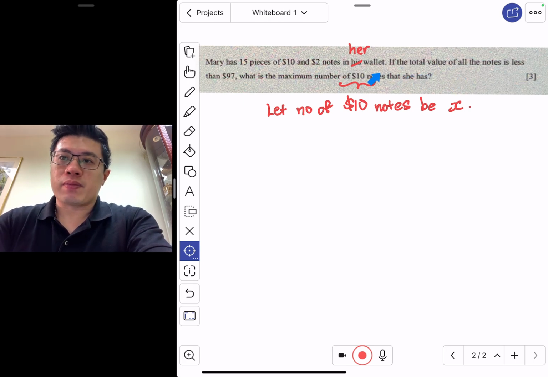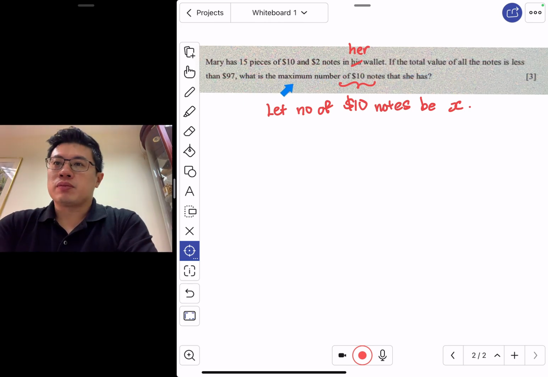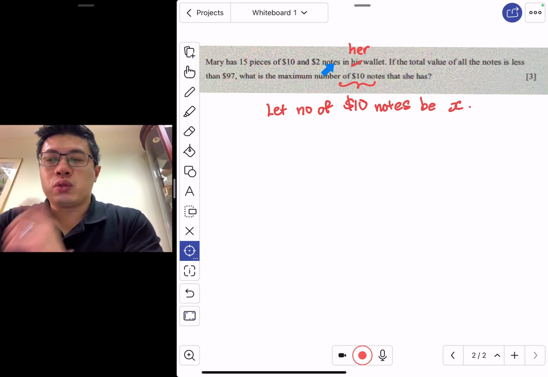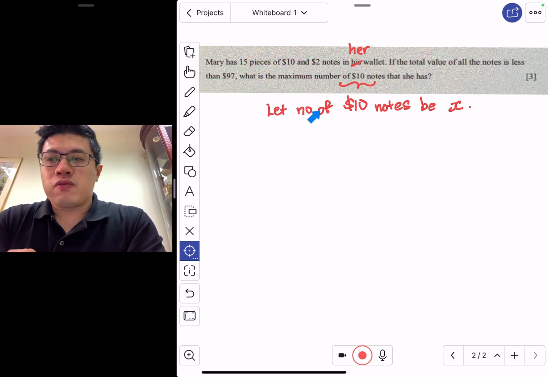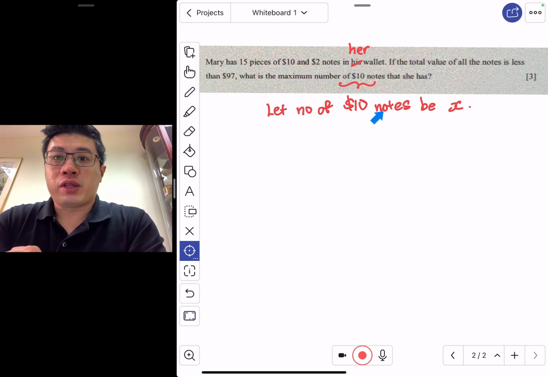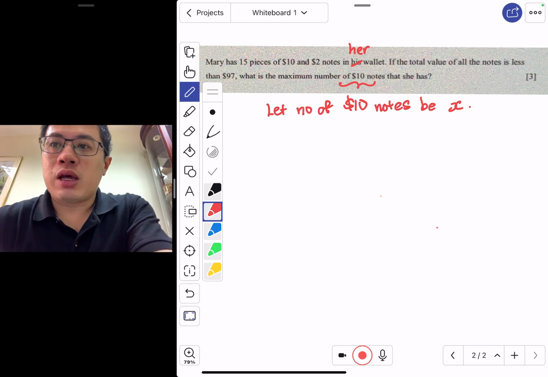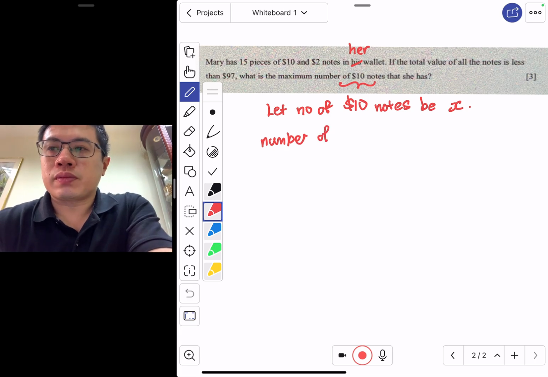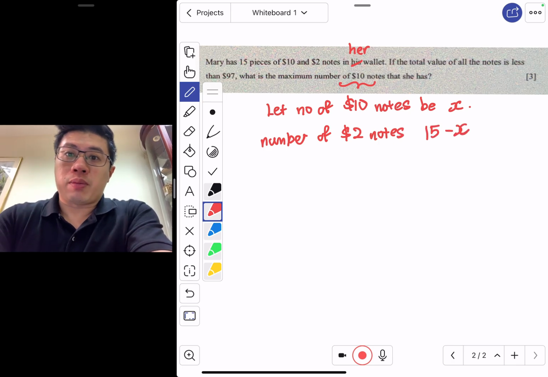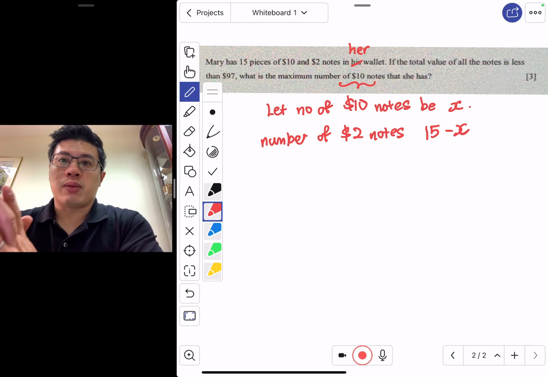Once you have this variable, everything else can be expressed in terms of x. I have 15 pieces of $10 and $2 notes. If x represents the number of $10 notes and I have 15 pieces in total, then the number of pieces of $2 notes will be represented by 15 minus x, because x plus 15 minus x adds up to 15.